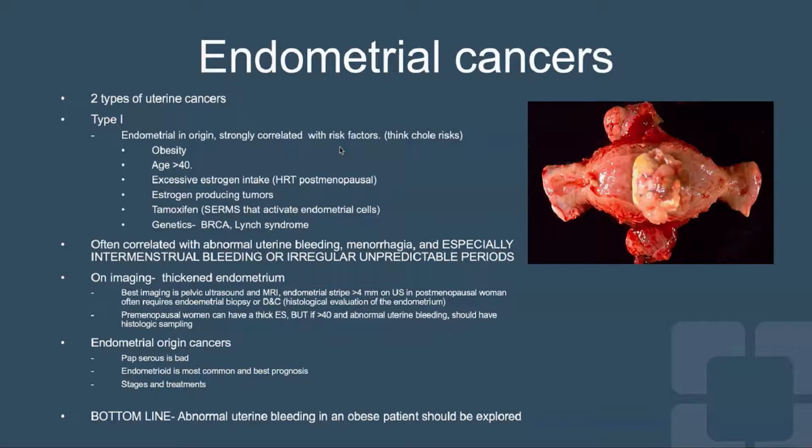Endometrial origin cancers, when we talk about worsening prognosis, a papillary serous type is a poor prognostic factor, as well as clear cell carcinoma. Endometrioid tends to be the best type prognosis. The bottom line is abnormal uterine bleeding in obese patients should be explored.